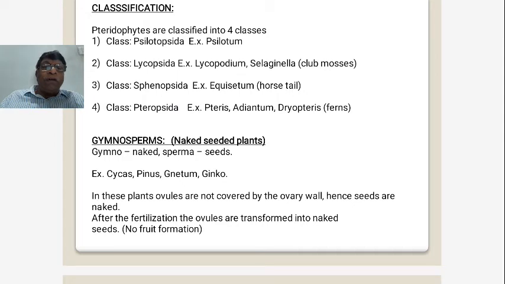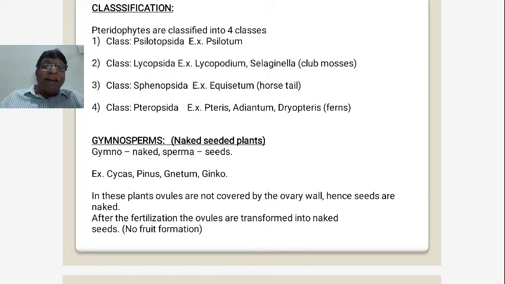What is the meaning of this naked seeds? In case of gymnosperms, seeds are formed. These seeds are not protected by fruit wall. The seeds are freely exposed to the atmosphere. The seeds do not have any covering, hence called gymnosperms or naked seeded plants.